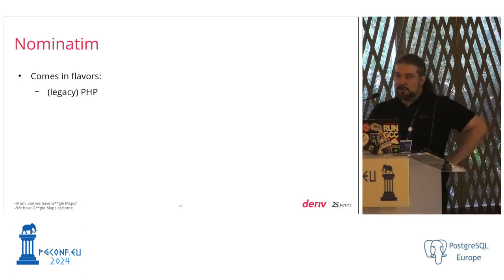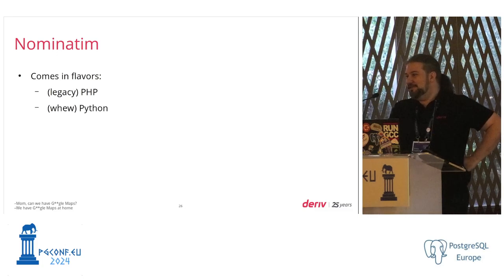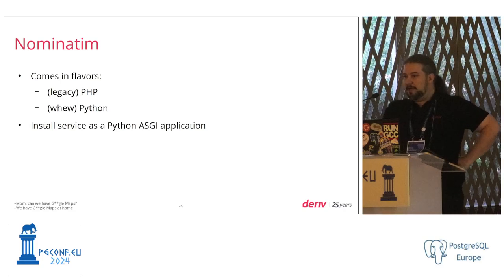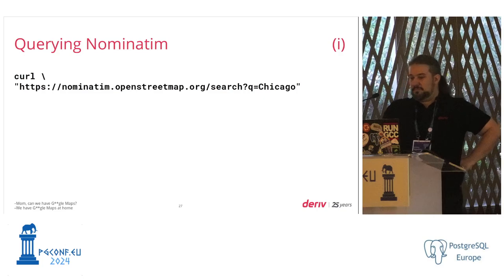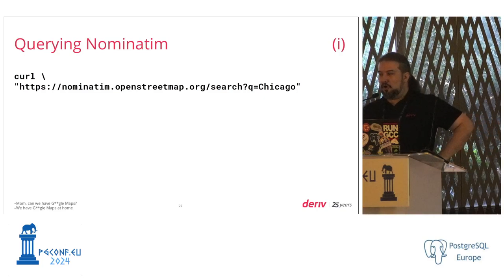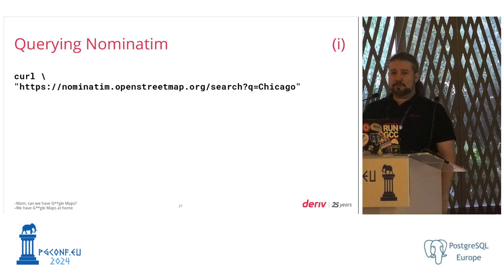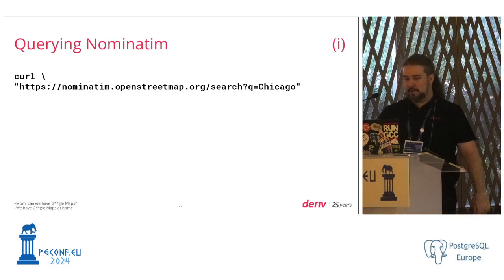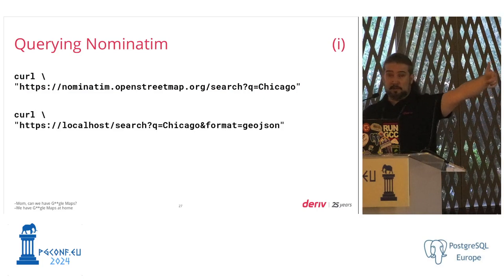So it was originally written in PHP. Fortunately, there's a newer version in Python. So you can install that as a service, using your favorite Python serving tools, and you then query the API. So it's as simple as issuing a curl call or whatever library you're using for HTTP calls. In this case, I'm querying the free service, nominatim.openstreetmap.org, and I'm searching, for example, for Chicago. That's my query. Or you can query locally, if you've installed the API locally.